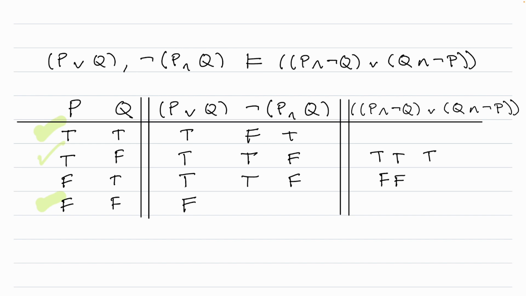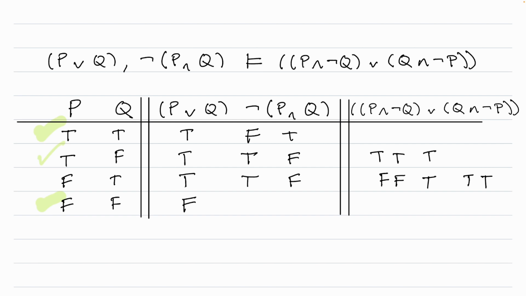So to determine the truth value of the whole disjunction, we need to compute the truth value of the second disjunct, Q and not P. On this line, P is false, so not P is true. So since Q is true on this line, the conjunction Q and not P is true, so the whole disjunction P and not Q or Q and not P is true.